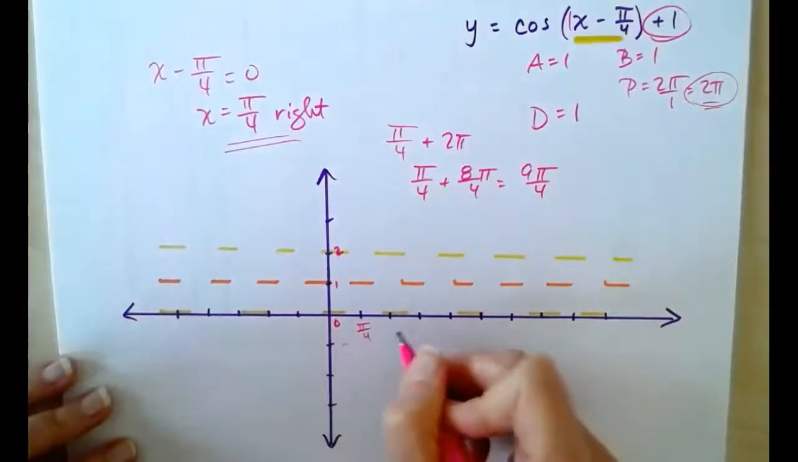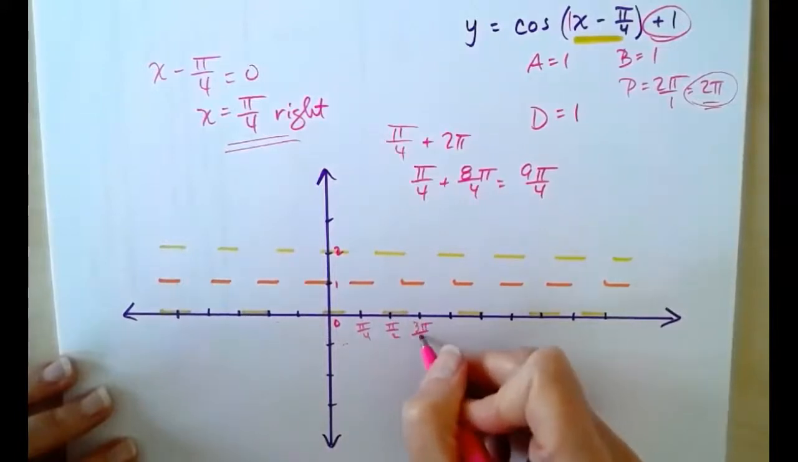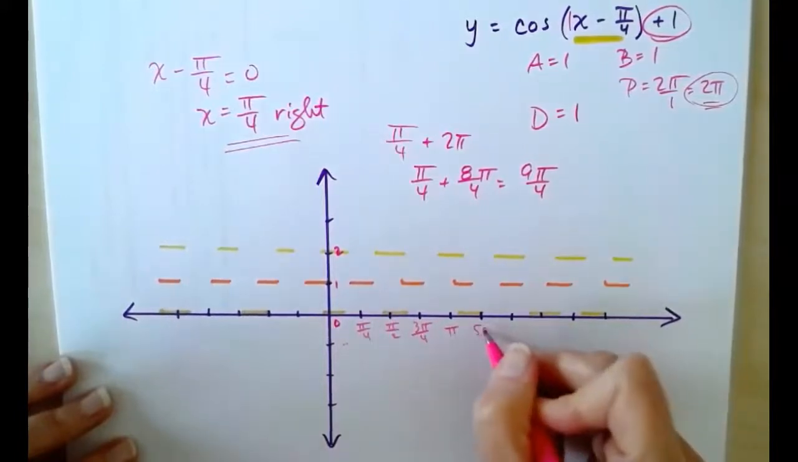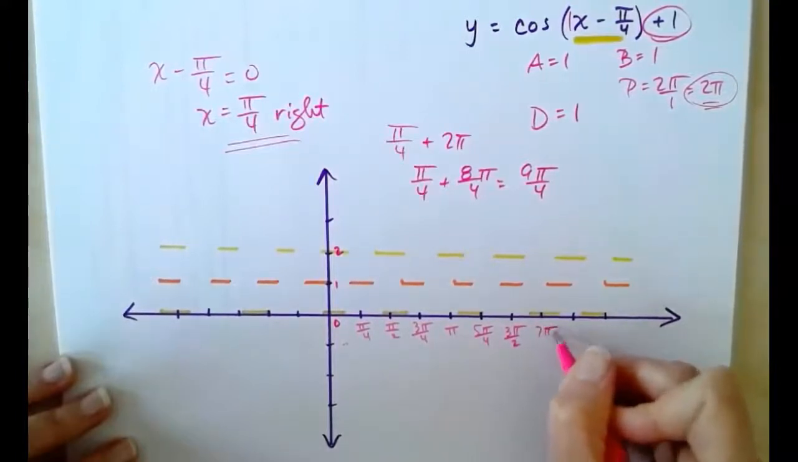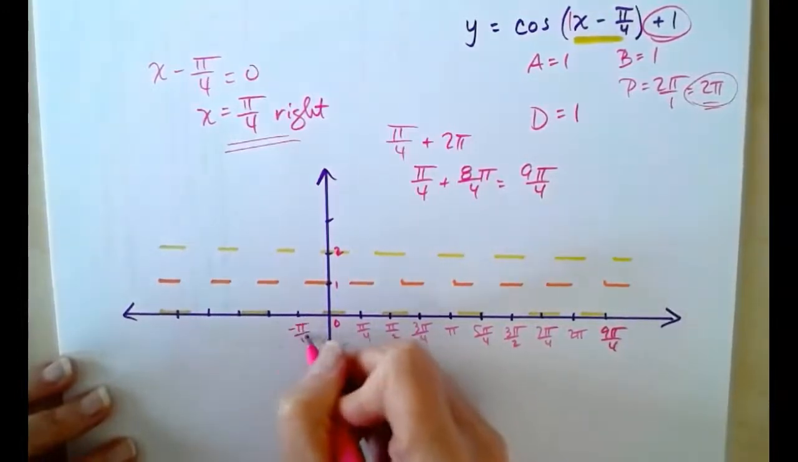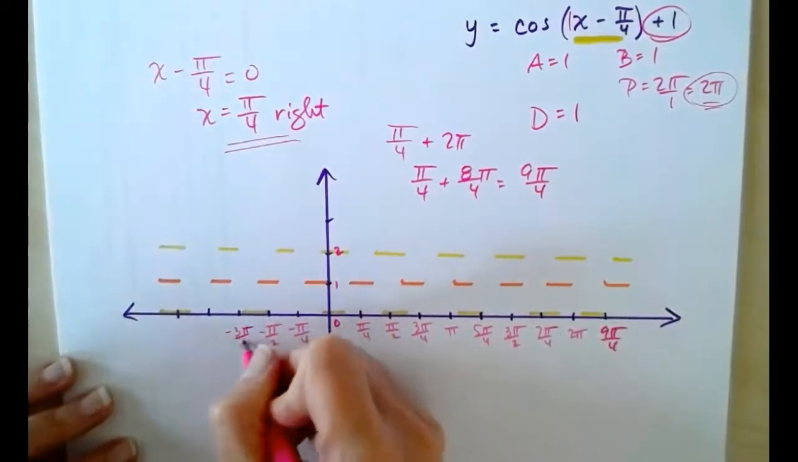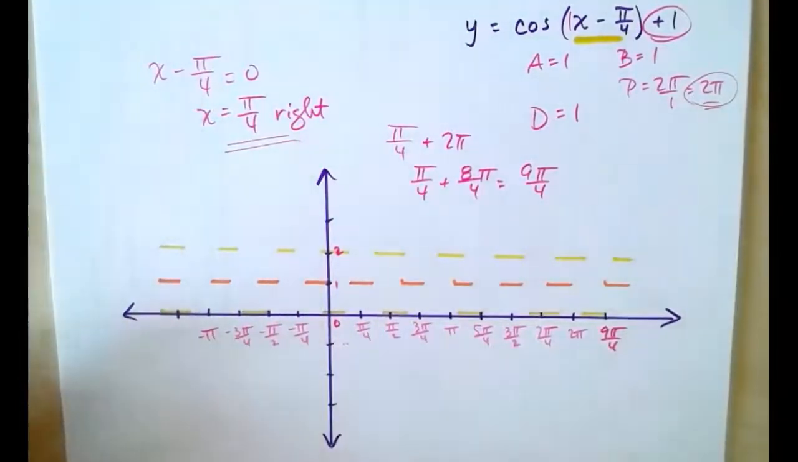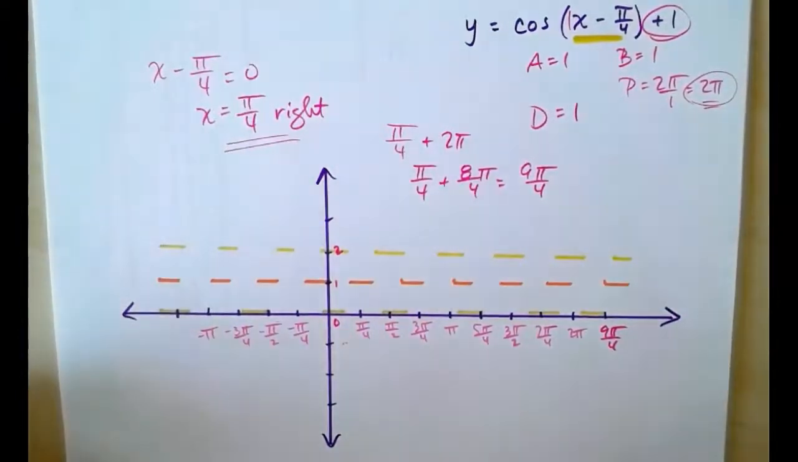So pi over 4, 1/4, 2/4, 3/4, 4/4, 5/4, 6/4, 7/4, 8/4, and 9/4. Go in the other direction. There we go. So now we've got our x-axis labeled, so let's start graphing.